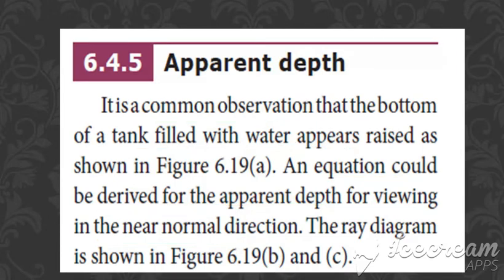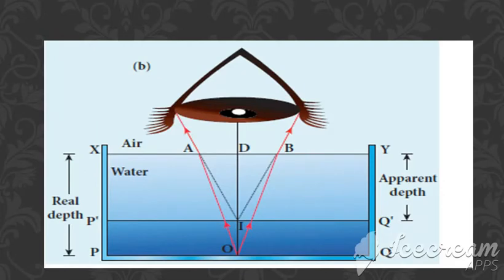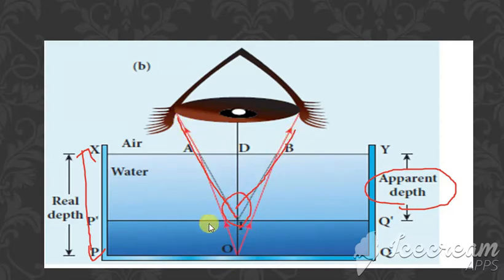So for viewing in the normal direction, we are going to derive the equation, and the ray diagram is shown. This is what we have seen already. This is the fish tank in which the water is filled to one level, but when we view from the top, we can see that the level appears raised, and that is said to be the apparent depth. This is a ray diagram. This is the depth of the water. Real depth is this, and this is the apparent depth. So while viewing, we can see that it has been raised to this level.